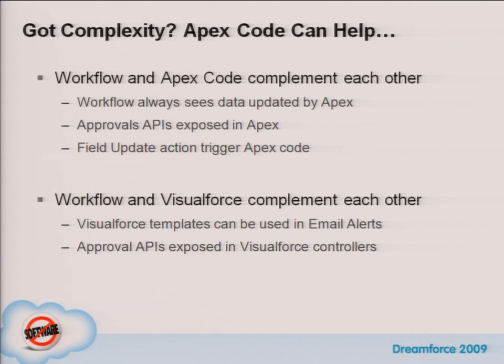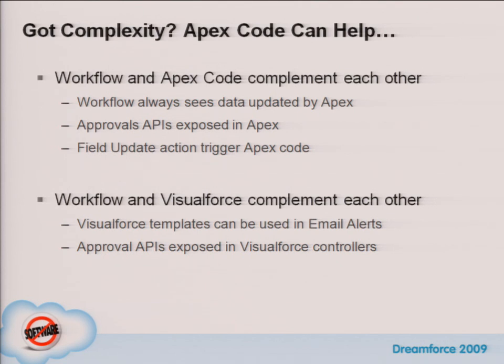And to prove that point, workflow actually orchestrates very well with the rest of the technologies out here: Apex, Visualforce, and also email services, which we will show shortly. So what does it mean? Well, first, workflow and Apex can complement each other. Workflow always sees the data updated by Apex. That means if you are a pre-trigger and you change the value, workflow will see it. All the approvals APIs are exposed in Apex. A field update action can trigger Apex, so if you update a field, that can actually trigger Apex to do additional things.